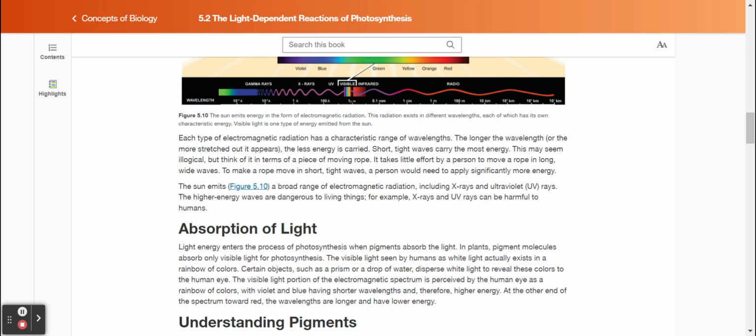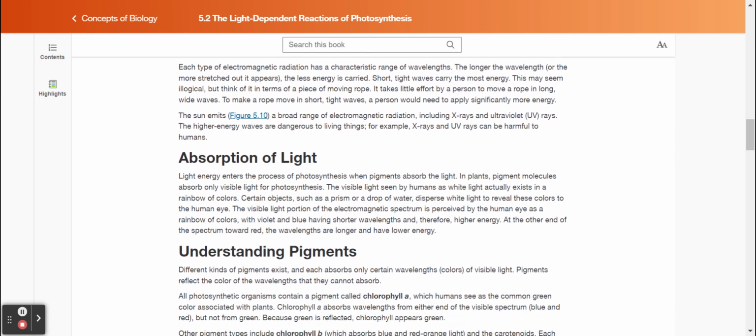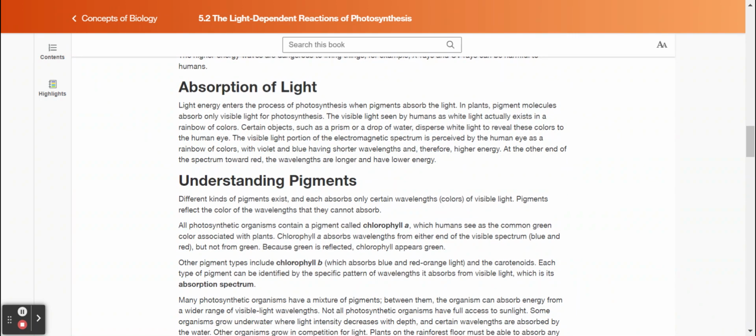Absorption of light. Light energy enters the process of photosynthesis when pigments absorb the light. In plants, pigment molecules absorb only visible light for photosynthesis. The visible light seen by humans as white light actually exists in a rainbow of colors. Certain objects, such as a prism or a drop of water, disperse white light to reveal these colors to the human eye. The visible light portion of the electromagnetic spectrum is perceived by the human eye as a rainbow of colors, with violet and blue having shorter wavelengths and therefore higher energy. At the other end of the spectrum, toward red, the wavelengths are longer and have lower energy.